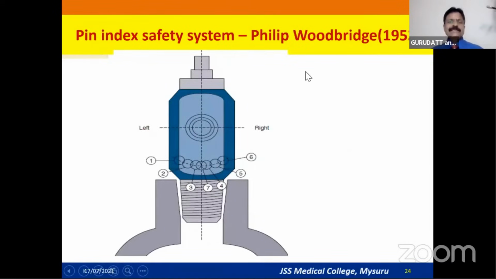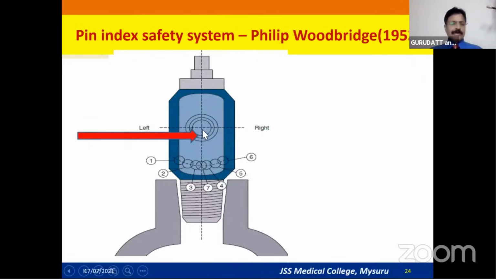Now coming to the pin index safety system, it is one of the popular questions of the majority of examiners, so it is better you know about it. Sometimes you may be asked who introduced the pin index safety system and in which year. Philip Woodbridge introduced the pin index safety system in the year 1952.